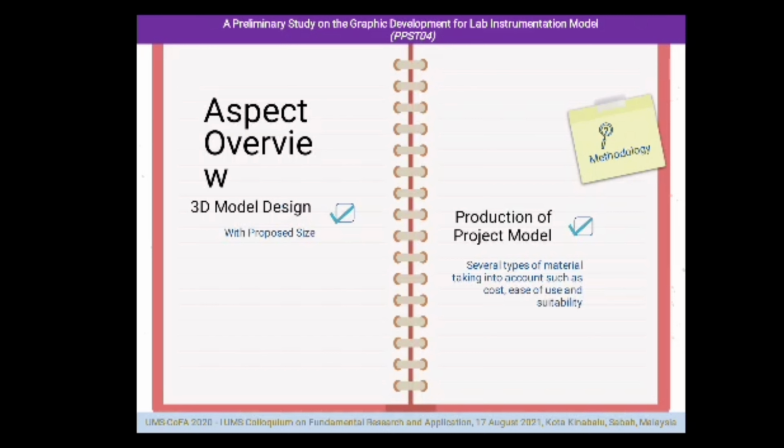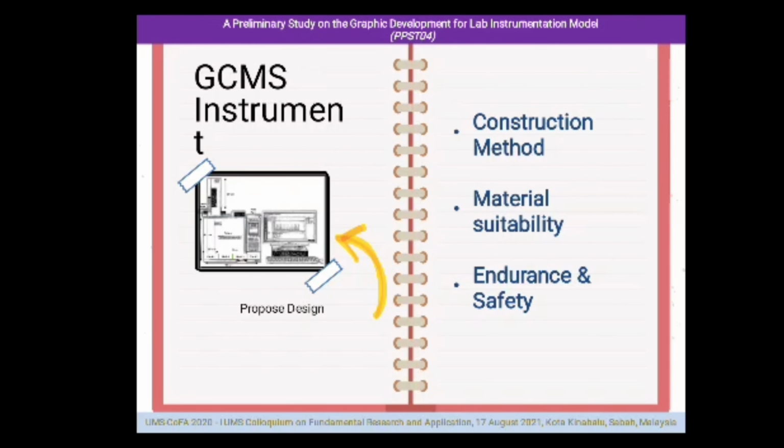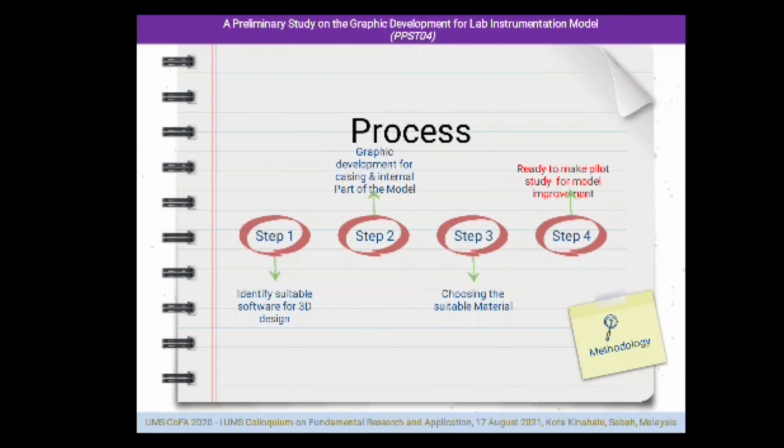In this paper we give an overview of the 3D model design with proposed size and the production of the project model, where several types of material are taken into account, such as cost, ease of use and suitability during the development of this model. We also look at the construction method, material suitability, endurance and safety during the process.